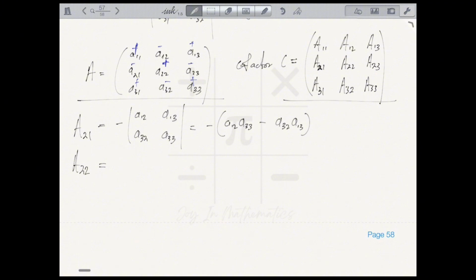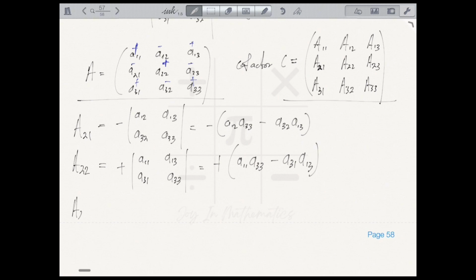A22 now, the first thing we write is the place sign, which is positive. Just as we did vertically, horizontally, we are left with this. So we write it: positive A11 A33 minus A31 A13.